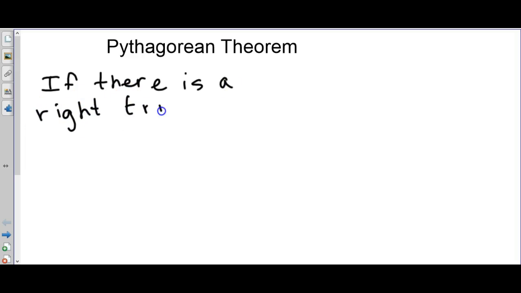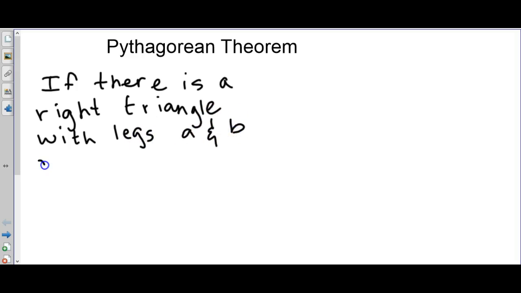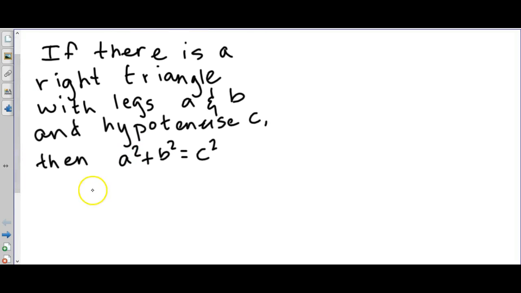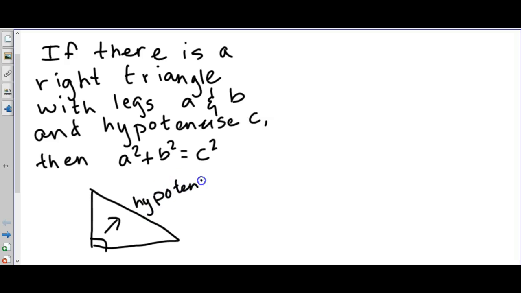So if there's a right triangle with legs A and B and hypotenuse C, then a squared plus b squared equals c squared. So that formula there is the Pythagorean theorem. So when it says legs and hypotenuse on a right triangle, the hypotenuse is the side across from the right angle, and the other two sides are the legs.